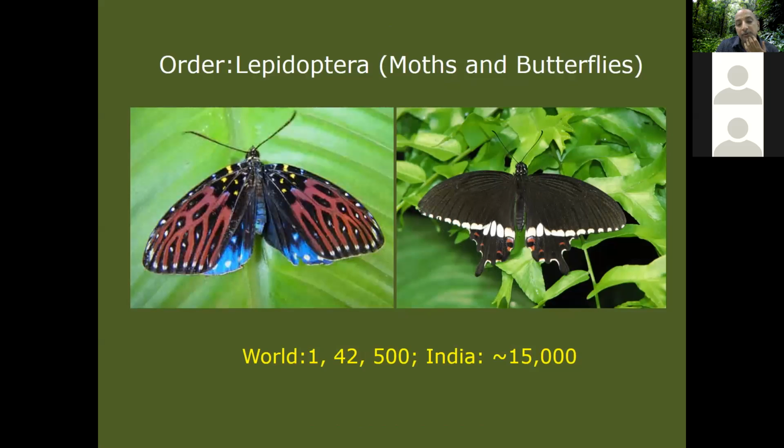Then comes the most common insect which everybody is aware of. They're called butterflies and moths. In India, we have more than 15,000 species of butterflies and moths. Butterflies are 1,500, the rest of them are moths. They are very colorful. Butterflies are very attractive.